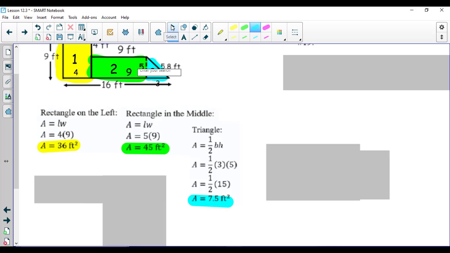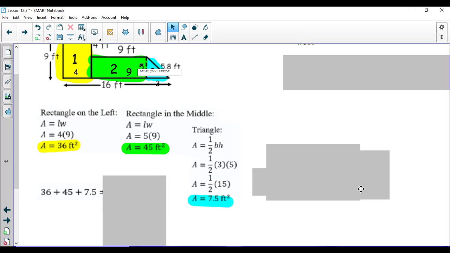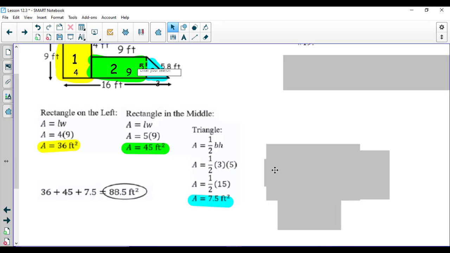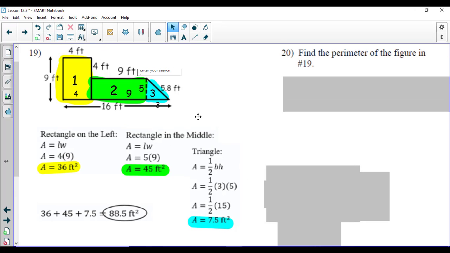And to find our total area, we need to add all those together. When we combine the 36 feet from the rectangle on the left to the 45 from the rectangle in the middle to the 7.5 from the triangle, our total area is 88.5 feet squared. Even if you approach this in a different way, you should get the same total area. Your in-between steps might just look a little bit different.